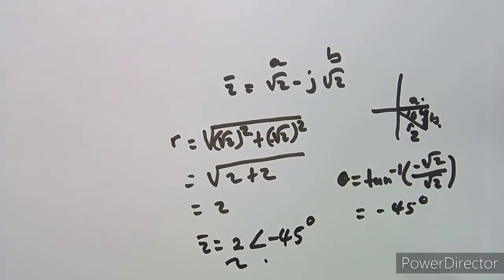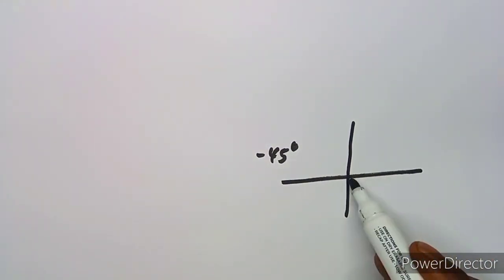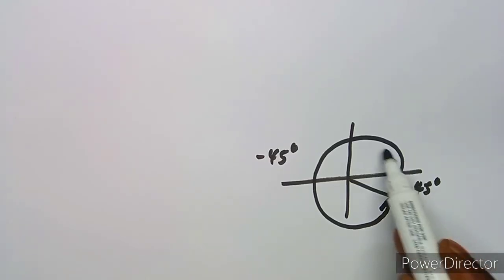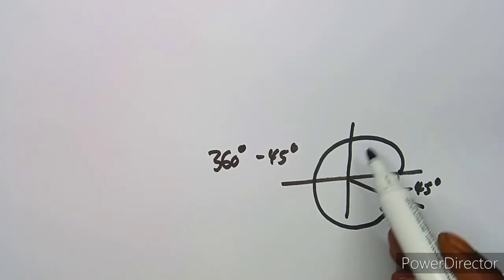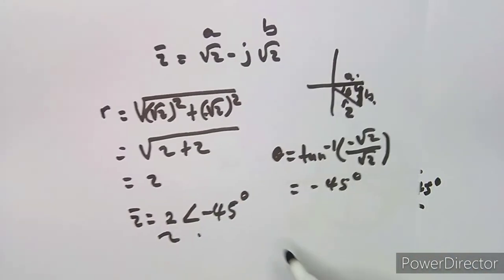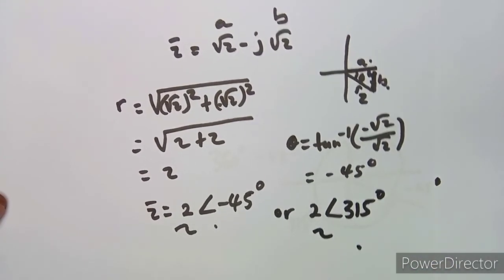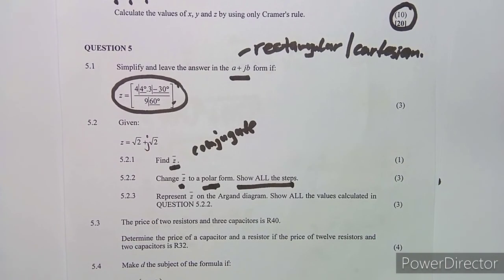Or remember, the angle of minus 45 degrees is equal to the angle taken in the other direction from the same point to the same point, which is going to be 360 minus 45, which is 315 degrees. So this can be written as 2 angle of 315 degrees. Still, this is in polar form. You can write it either way, in whatever format you want.